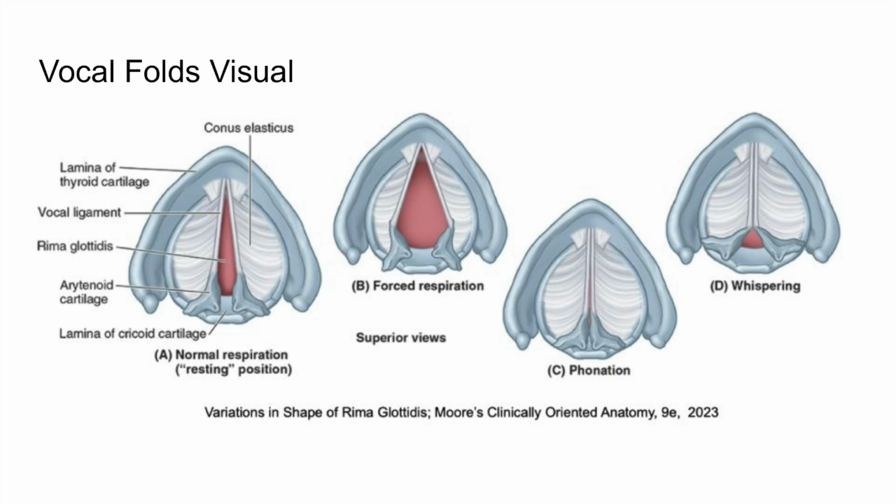So the pattern is straightforward. Open wide is going to be forced breathing. Closed tight is going to be phonation, because it's going to be vibrating. And then almost closed with a tiny small gap is going to be whispering, and then normal respiration is just going to be that very small little crease from top to bottom. All right.